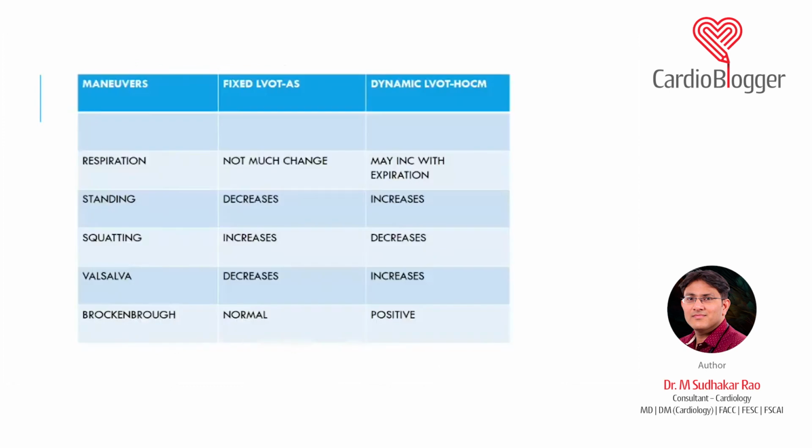Now again I will tell you, respiration doesn't make much difference to the AS. We know on expiration it may increase, but the dynamic LVOT obstruction makes more of a difference. On standing, the AS murmur decreases, and the HOCM murmur increases. On squatting, the HOCM murmur decreases, and the AS murmur increases. On Valsalva, the AS murmur decreases, the HCM murmur increases. The concept remains the same, it doesn't differ.